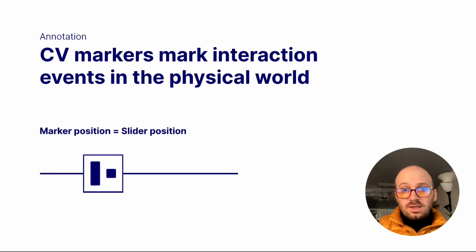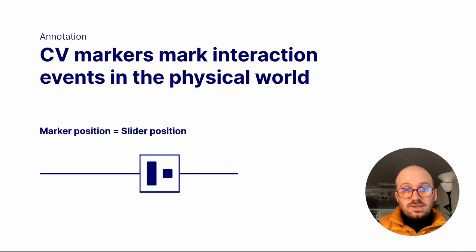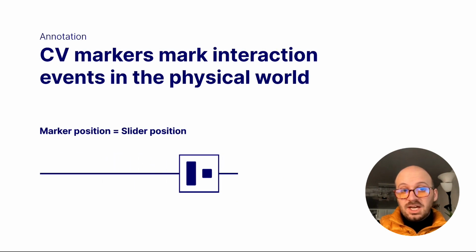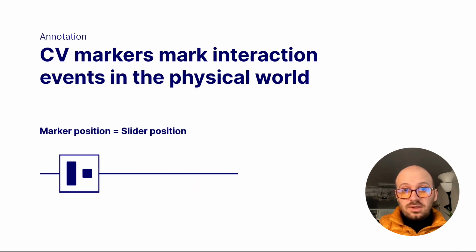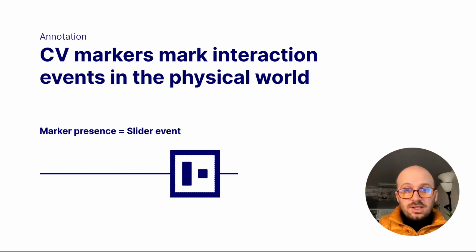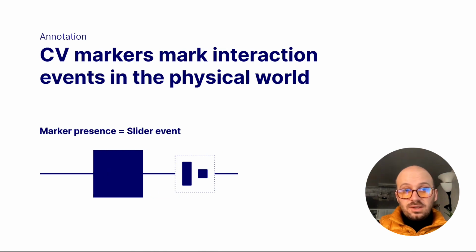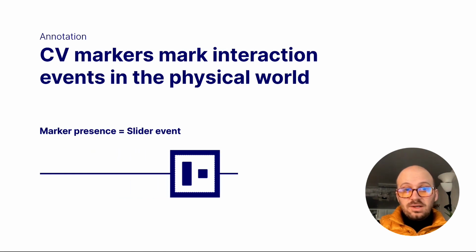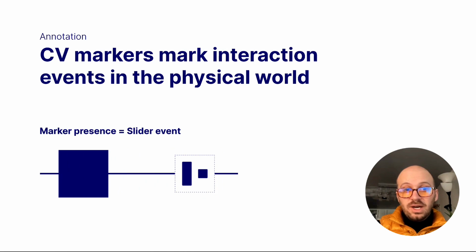Our second reflection was on how CV markers mark interaction events in the physical world. For example, a marker can continuously report on the position of a slider by looking at a marker's position in the detection feed, such as with the claw controller, but they can also be used to mark an event in interaction space. For example, track features a row of individual markers, and when each one is revealed to the camera, the designer knows that a certain threshold has been passed.